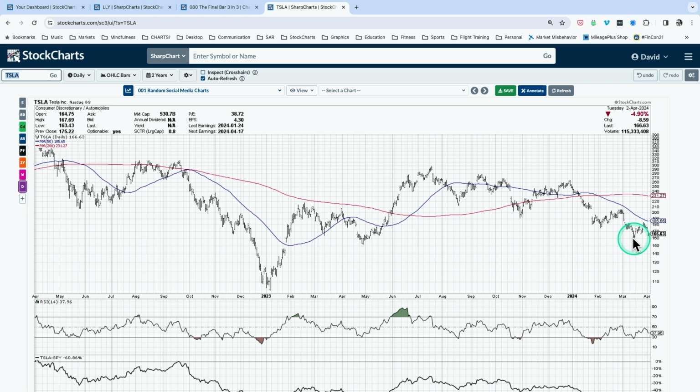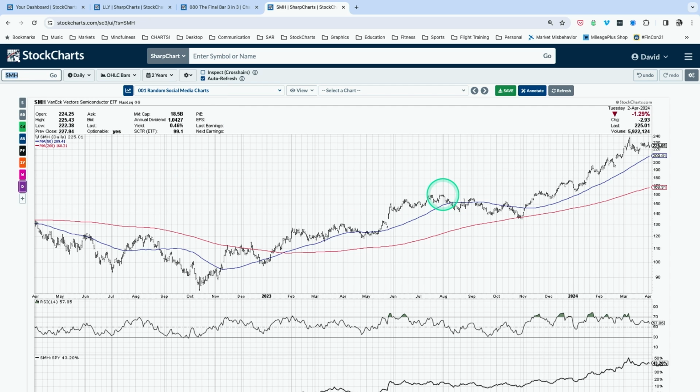Testing support around 160. That's where I have an alert. I would encourage you to do the same. And also keep a wary eye on semiconductors. NVIDIA, one of the worst performers within that Magnificent Seven group of stocks. The semiconductor ETF still good. Primary trend, I would argue, is still positive.